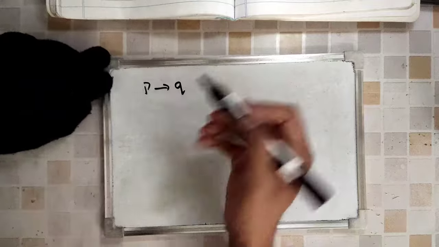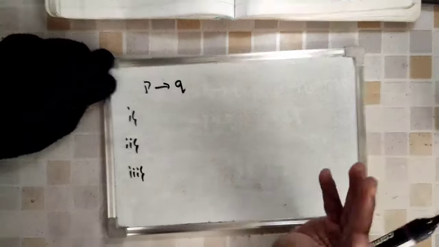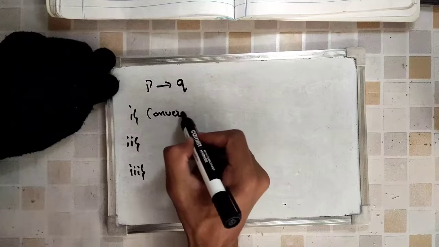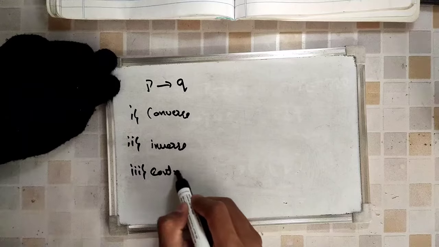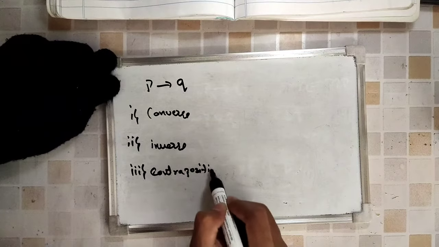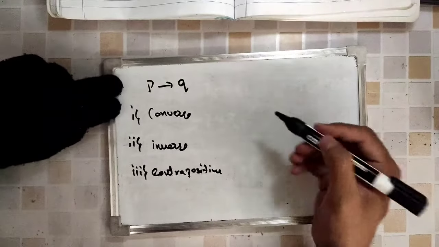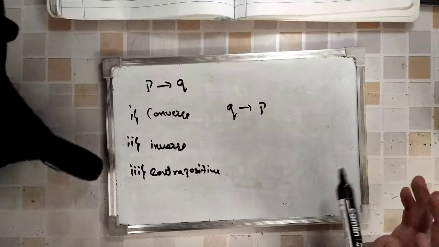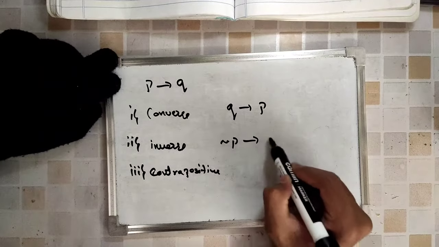So I'll just tell you, suppose we have a statement P implies Q. Okay, so there are 3 things here, 1, 2 and 3. That is nothing but converse, inverse, contrapositive. So converse of P implies Q is nothing but Q implies P, just reverse the letters. Then inverse, inverse means negation P implies negation Q.